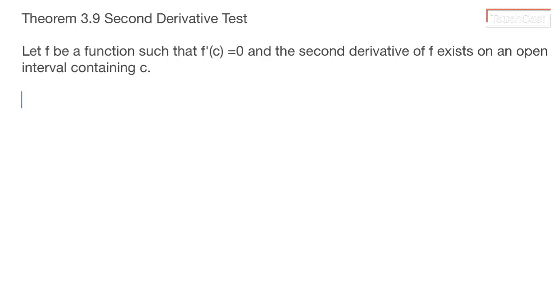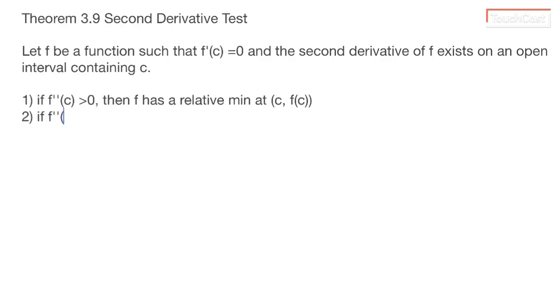Then we can say two things. The first one, if the second derivative at c is greater than 0, then f has a relative minimum at the point c, f of c. We can also say if the second derivative at c is less than 0, then f has a relative maximum at the point c, f of c.